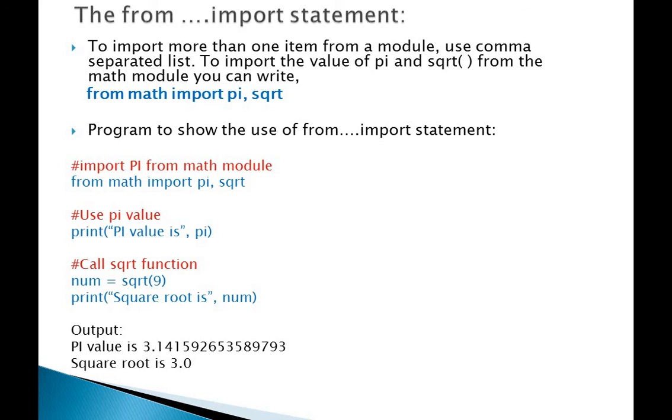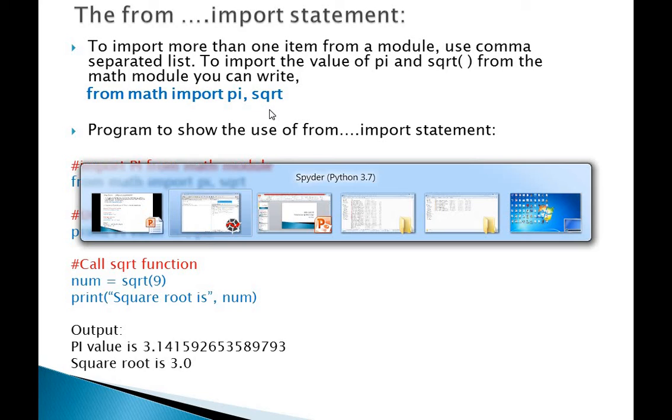Don't forget to remove the brackets from sqrt here. We are importing pi value and we are importing sqrt function, but still we have written sqrt only. We have not included brackets of square root function. So the program for this purpose will demonstrate the use of from import statement. Now move to our editor.